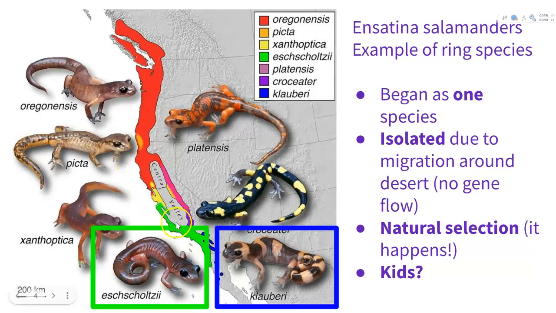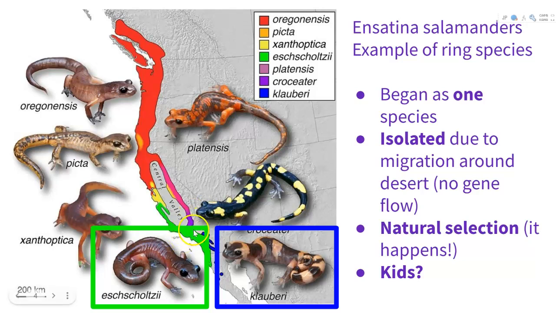On either side of the Central Valley, natural selection happened, as it does over generations of time. Different selective pressures may have been present on this side of the desert versus this side. As you can imagine, this one's right up against the ocean. This one's on the other side of the desert. So different forces were acting on the population.